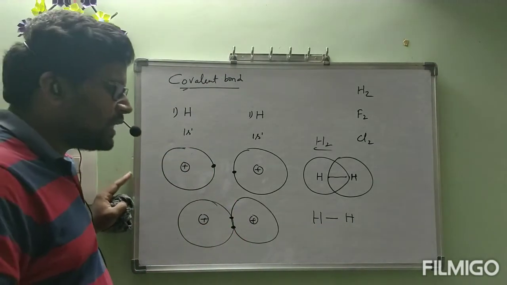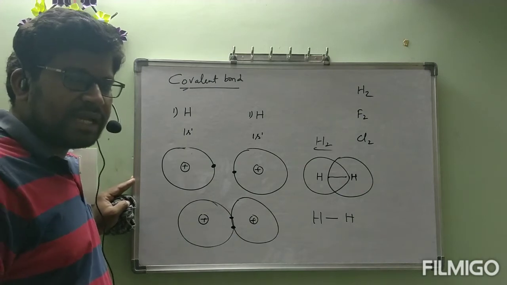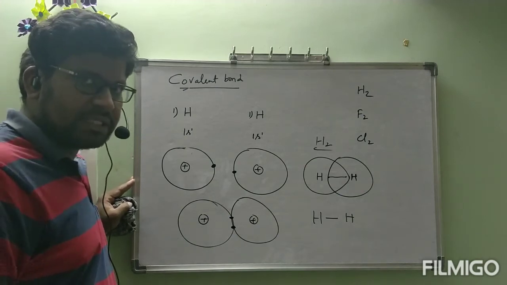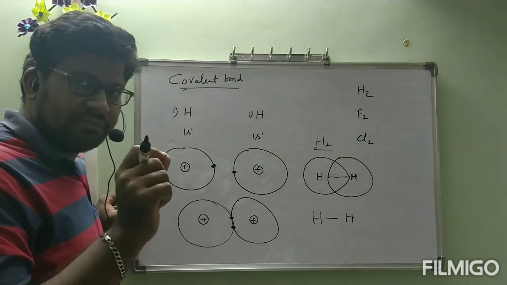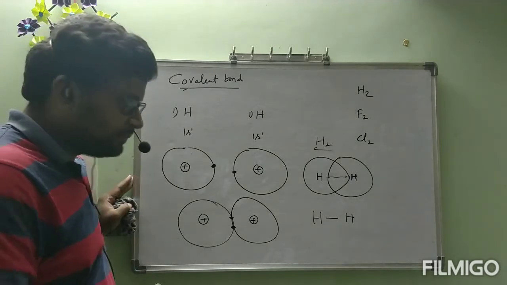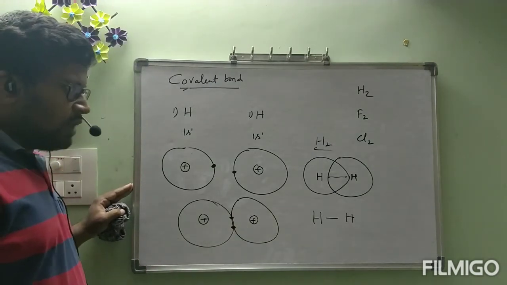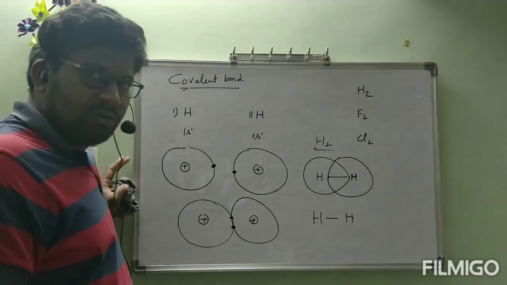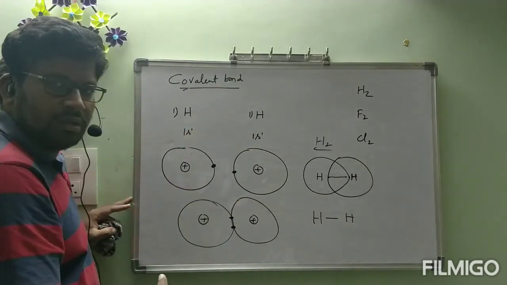Why are we showing it with a line? Because this covalent bond is directional. You will understand why it is directional in the next coming classes. The previous ionic bond we did not show with a line because that is not a directional bond, but the covalent bond is a directional bond. No problem, you will understand. This is about the formation of covalent bond.